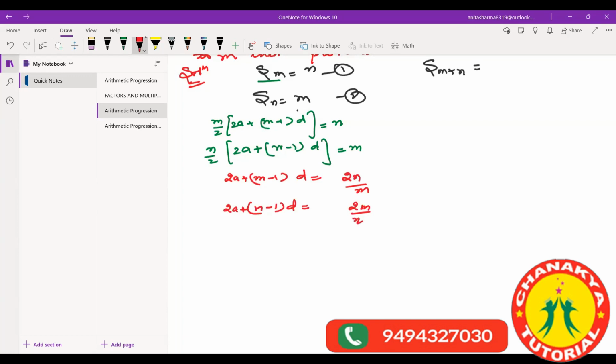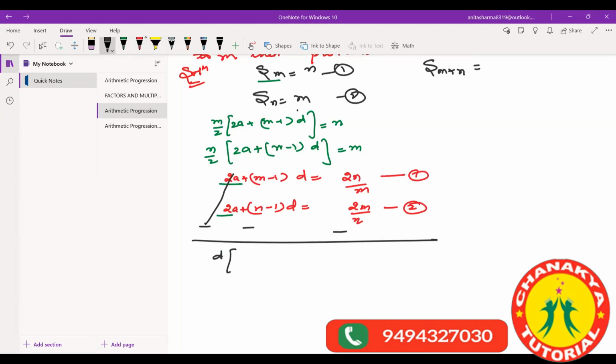Right, beta? Now this equation will be 1 and this will be 2. Now you can subtract, because we have got the same coefficient of a, 2 and 2. So subtract: minus, minus, minus. So it will cancel. Now take d common. m minus 1 minus n plus 1 is equal to 2n by m minus 2m by n. Got it, children? Is this clear to all? Yes, ma'am.